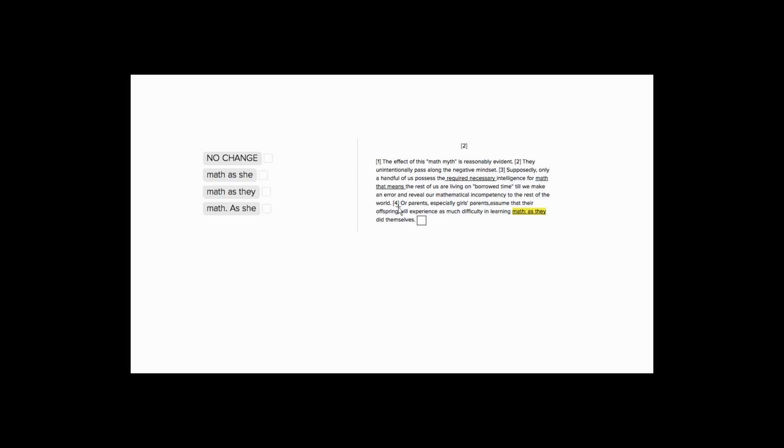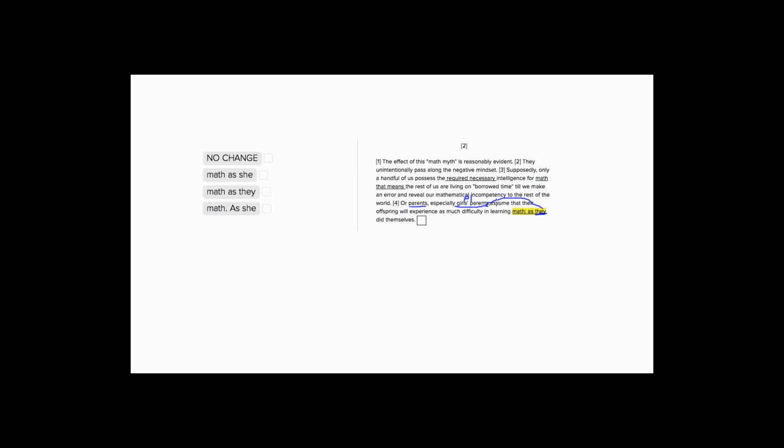Our sentence is telling us parents, especially girls' parents. So this is going to be our subject that we want a pronoun for. So parents, especially girls' parents, it's plural. Assume that their offspring will experience as much difficulty in learning math, and then we have this semicolon, as they did themselves. So we want this pronoun, in this case a they, to go back to the parents because we're talking about the parents having had difficulty with math.